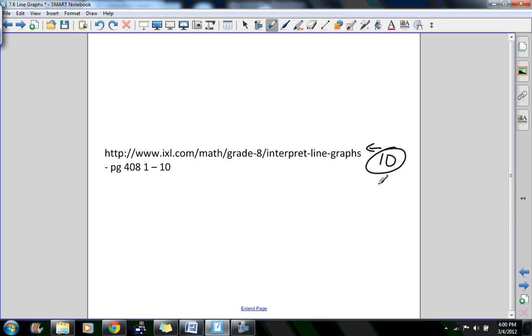And your grade in class tomorrow is on your sheet of paper. You have to tell me how many you got correct out of 10. So I just need to see a number, 9 out of 10, 8 out of 10, whatever. I just want to see how many you got right going to this website and doing line graphs. Tomorrow in class, we'll focus on 1 through 10.